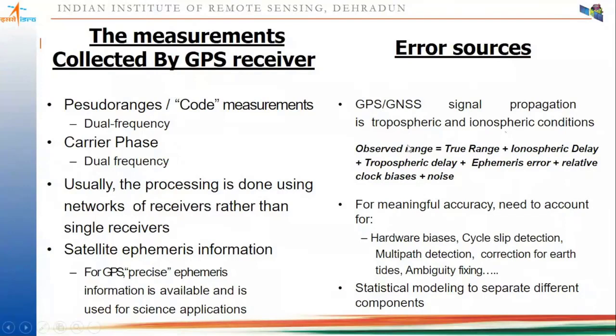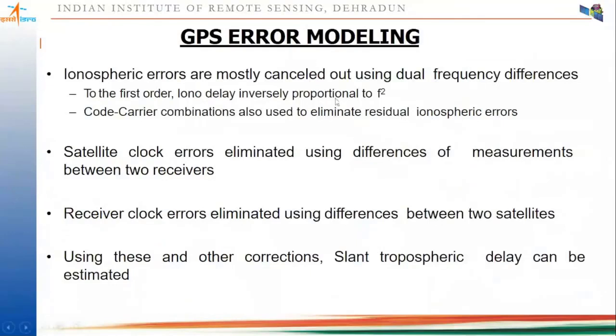Apart from that, if we want good accuracy, we need to consider hardware biases, cycle slip detection and multipath detection. All these corrections need to be taken care of for precise results. Ionospheric errors are mostly cancelled out using dual frequency differences. To the first order, ionospheric delay is inversely proportional to f square, and code carrier combinations are also used to eliminate the residual ionospheric errors.